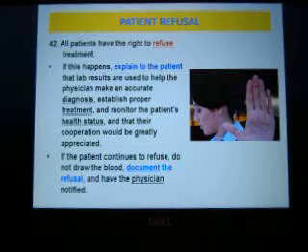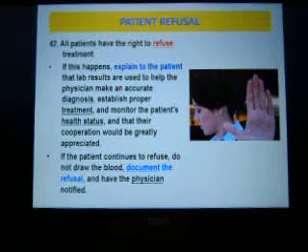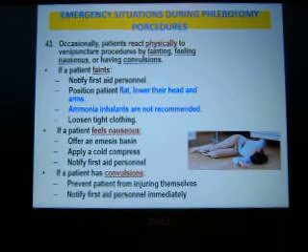Patient refusals. All patients have the right to refuse treatment of any kind. So if you go in and a patient does not want you to stick them, it could happen. You can explain to the patient that the lab results are used to help the physician make an accurate diagnosis, to establish proper treatment, and to monitor the patient's health status, and that their cooperation would be greatly appreciated. Now, if that patient continues to refuse to have their blood drawn, you want to document that refusal and have the physician notified.